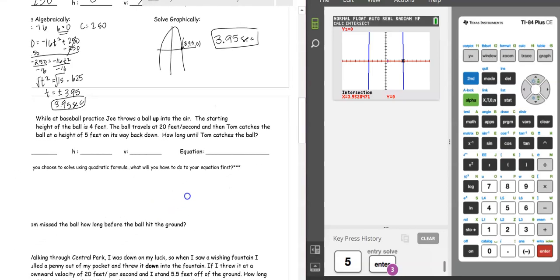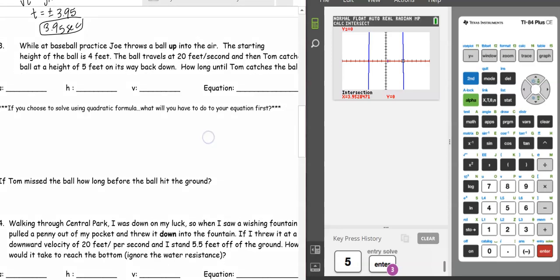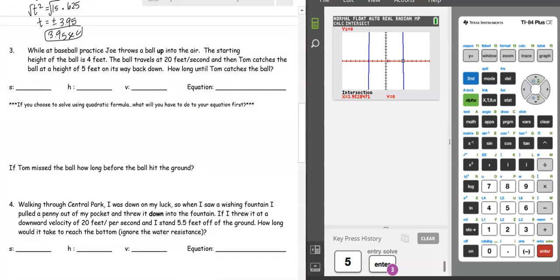All right, here's another one. While at baseball practice, Joe throws a ball up into the air. Up is a positive force. Okay, the starting height of the ball is 4 feet. The ball travels at 20 feet per second, and then Tom catches the ball at a height of 5 feet on its way back down. How long until Tom catches the ball?